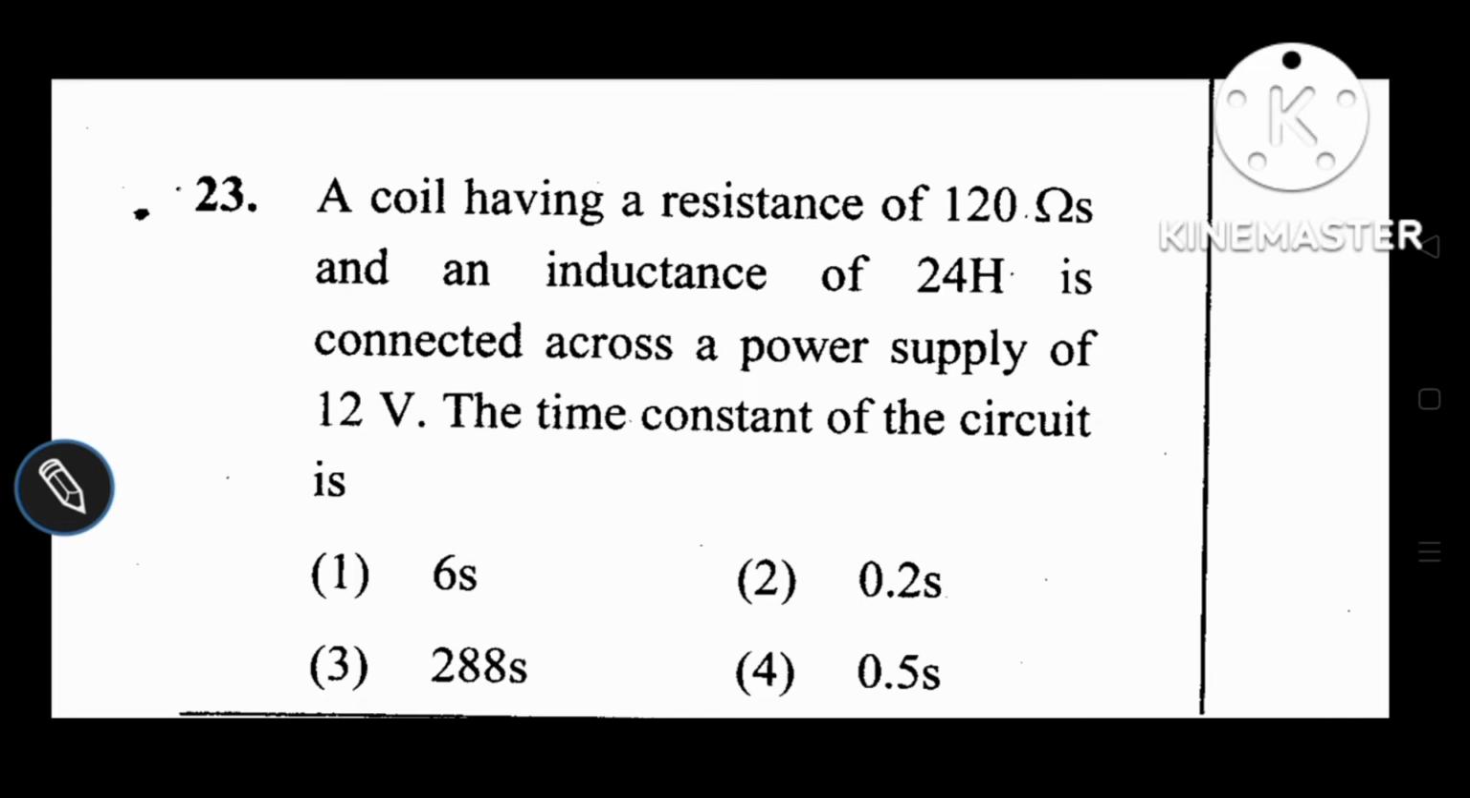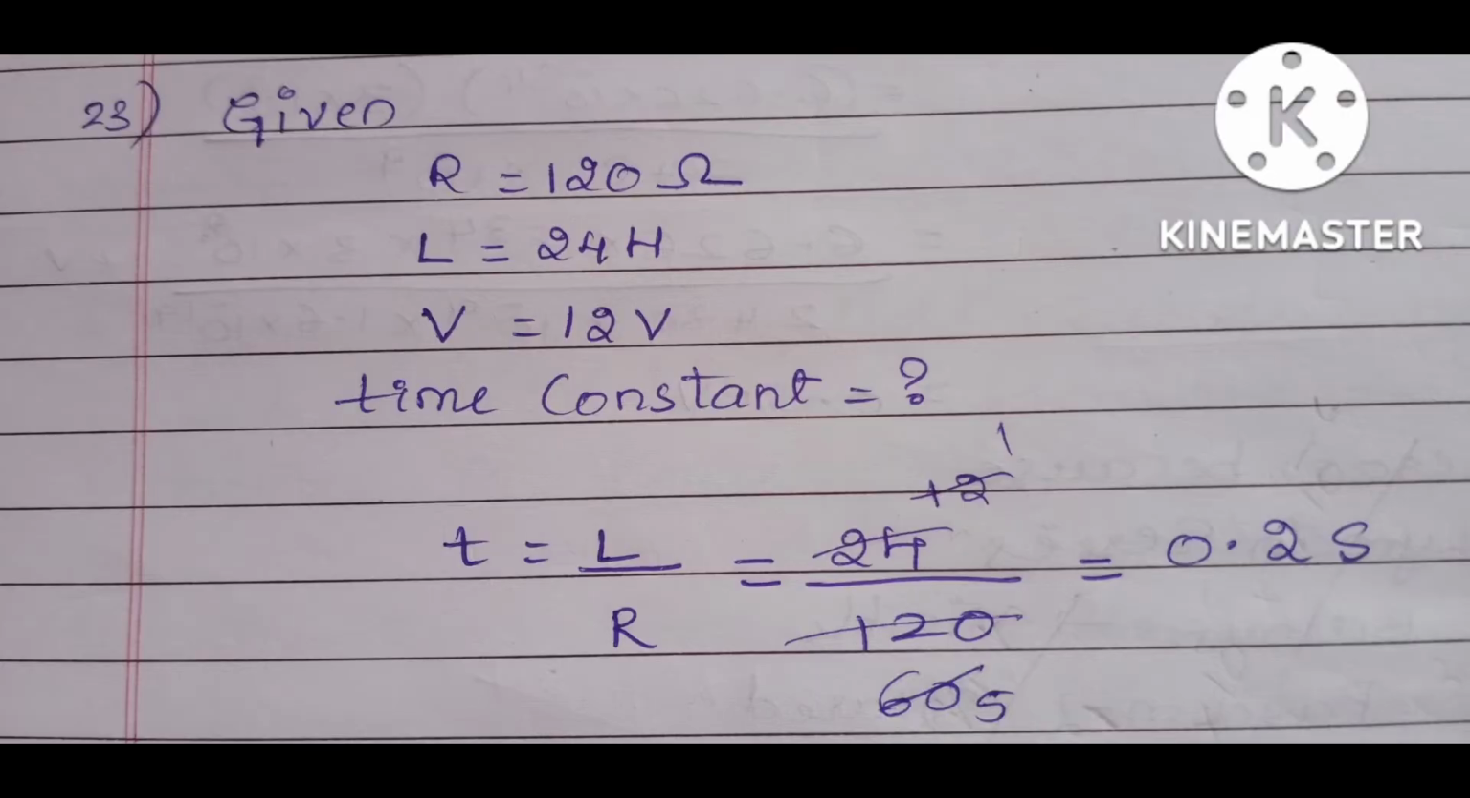Let us see how to solve it. The formula used here is T is equal to L divided by R. L and R are given here. On dividing 24 divided by 120, you are going to get 0.2 seconds as the time constant value.